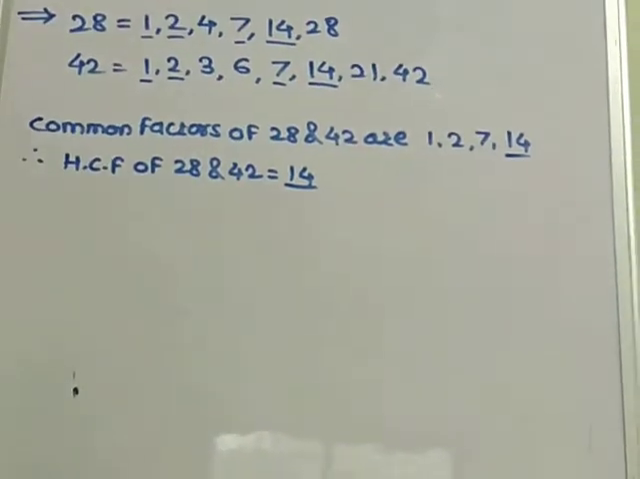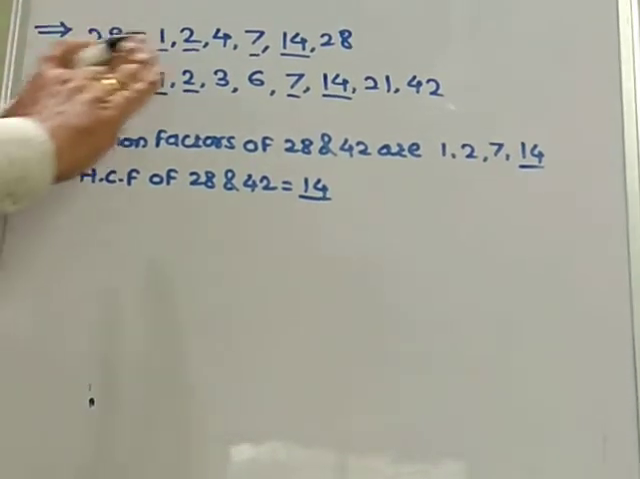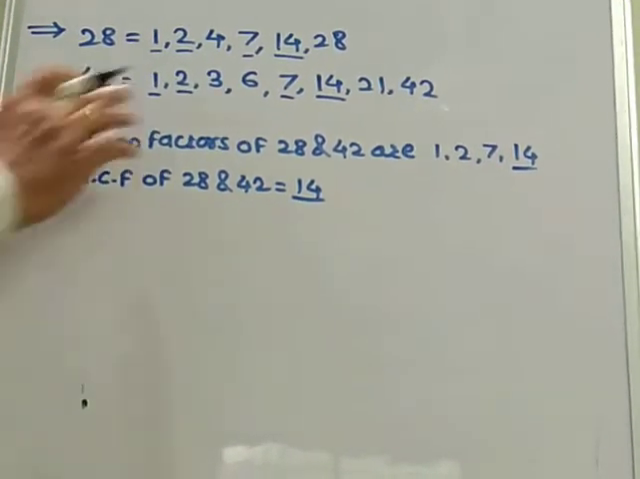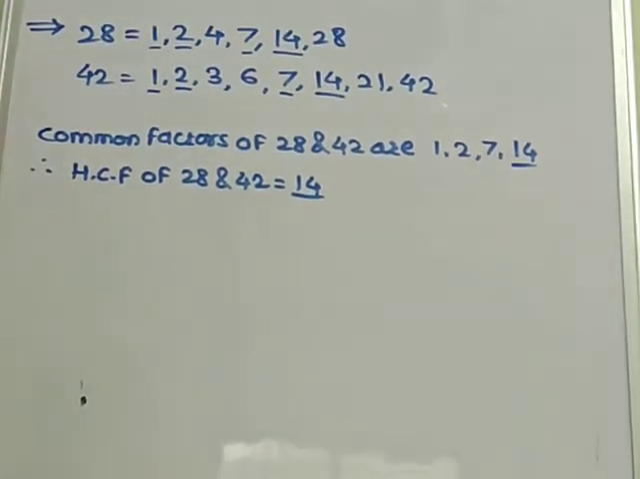Understand, this is a general method. We can solve finding out the HCF like this. First of all, find out the factors, then find which are common factors and which is largest; that is the HCF, highest common factor of the numbers.